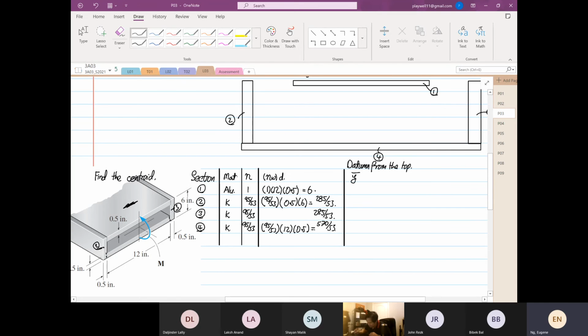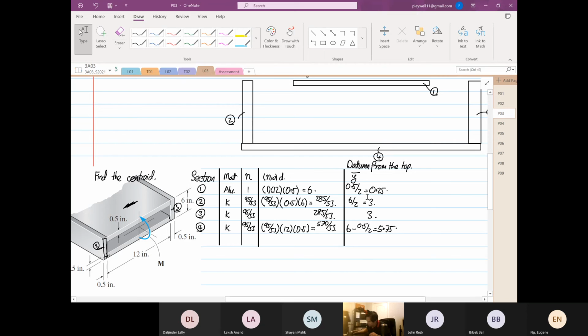So this is equal to 0.5 divided by 2, 0.25, right? No doubt I take datum from the top. 2 and 3, they also start from the top, so this is straightforward. This is 6 divided by 2, 3. Part 2 and 3 are the same. And the bottom one is 6 minus 0.5 divided by 2. So this is equal to 5.75.